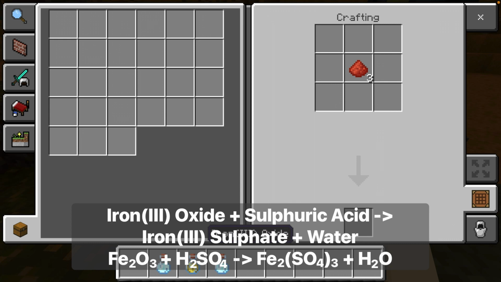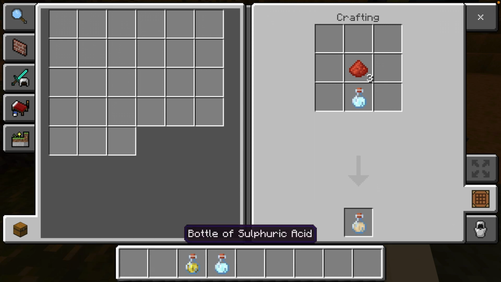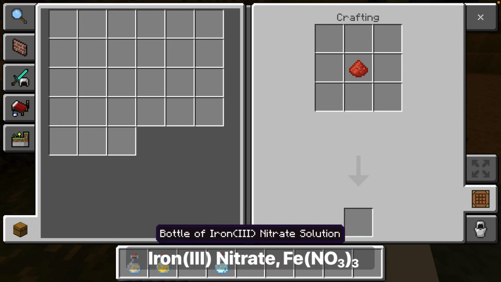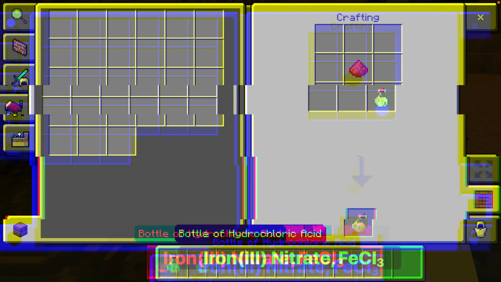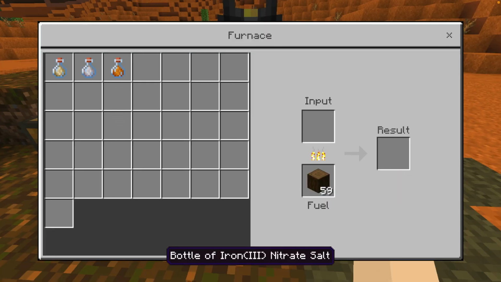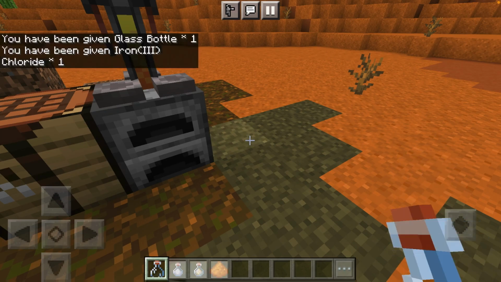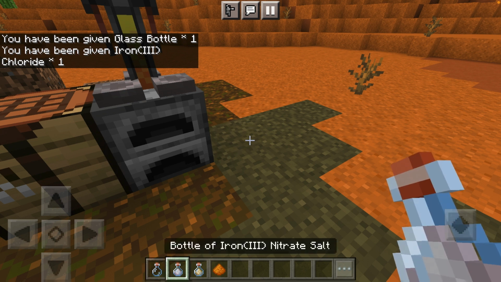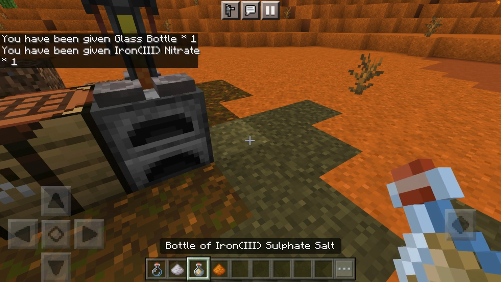With the iron-free oxide, you can use sulfuric acid to make iron-free sulfate solution. This works the same way for the other acids. So nitric acid, we got iron-free nitrate. Hydrochloric acid, we get iron-free chloride. Yeah, you can also smelt the solution to get the salt. So just for a showcase, we got iron-free chloride, iron-free nitrate, and iron-free sulfate.